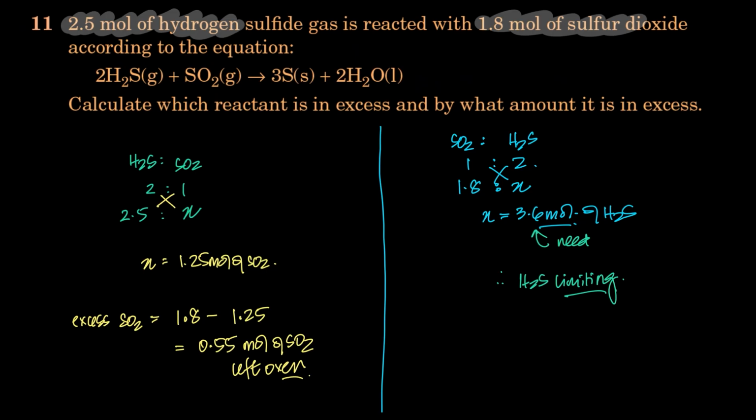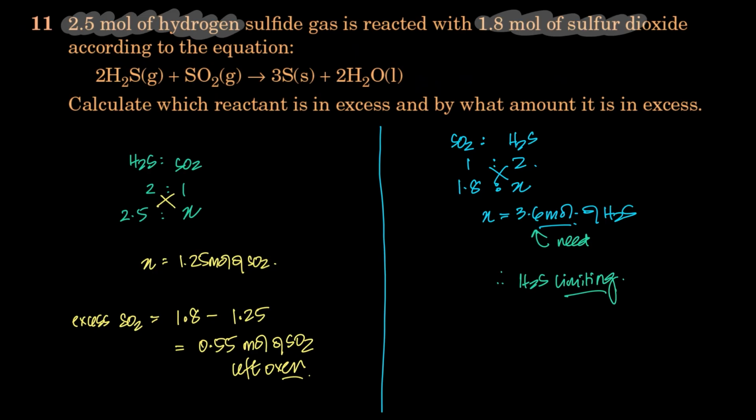And so basically, if you ever need to find some other unknown, you would use the limiting reactant, 2.5. This math is only there so that you can answer this question: by what amount is it in excess? But if they needed to find the mass of sulfur produced, then you would not use the excess moles. You would say, now I realize H2S is limiting, therefore I'm going to use its moles, which is 2.5.